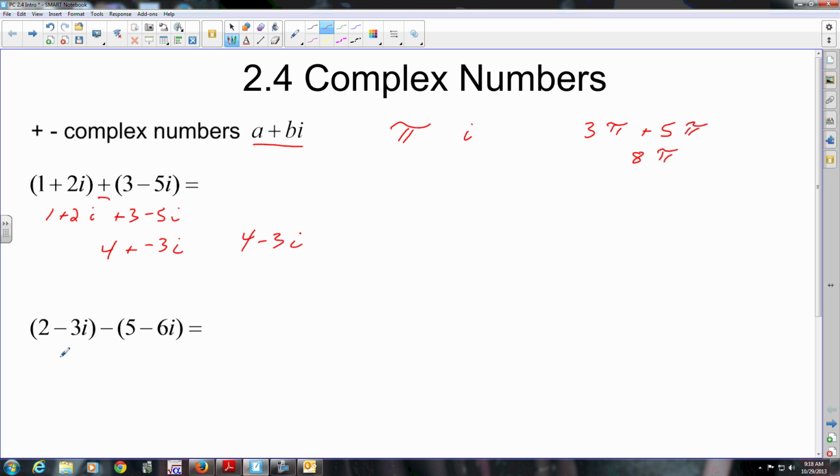If you're subtracting, it's a little bit trickier, but nothing with huge obstacles. You're going to distribute this subtraction in, and then combine like terms. So minus 3 plus 3i. So adding and subtracting, not a big deal.